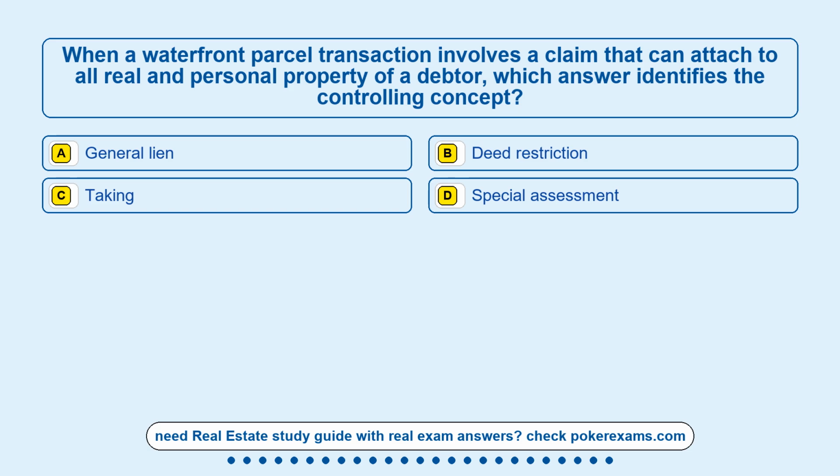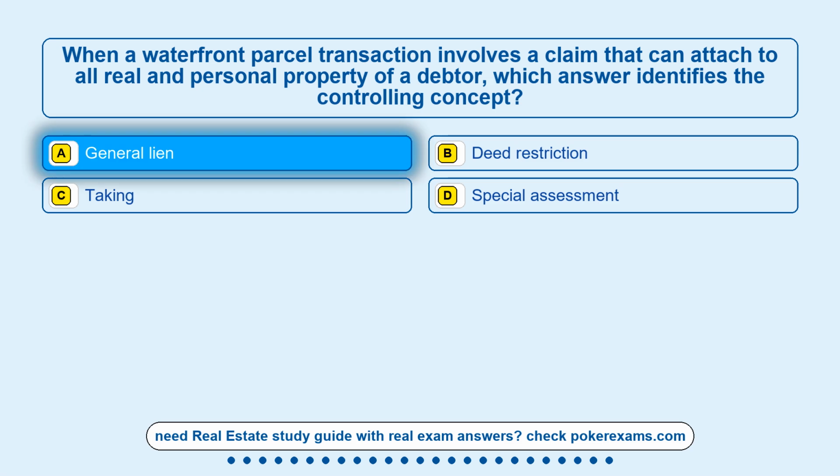Question 18. When a waterfront parcel transaction involves a claim that can attach to all real and personal property of a debtor, which answer identifies the controlling concept? Option A, general lien. Option B, deed restriction. Option C, taking. Option D, special assessment. The correct answer is option A, general lien.